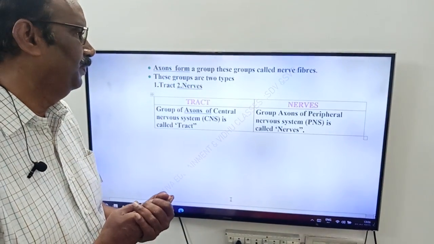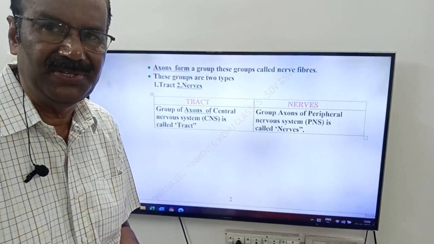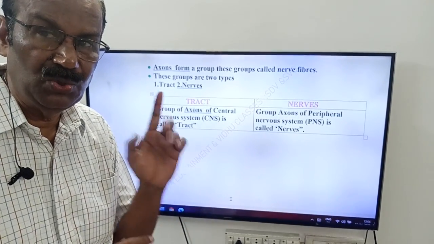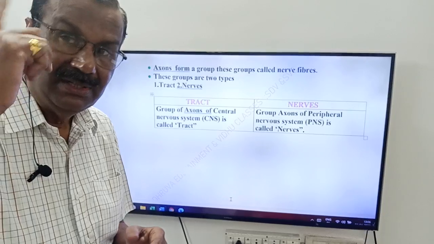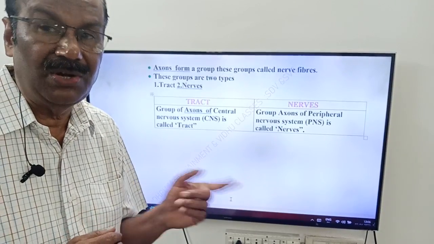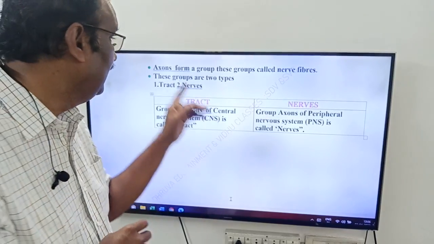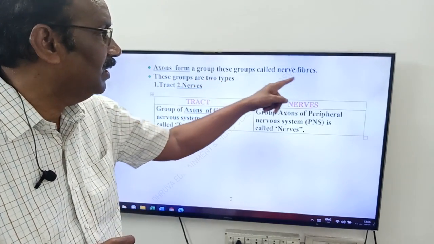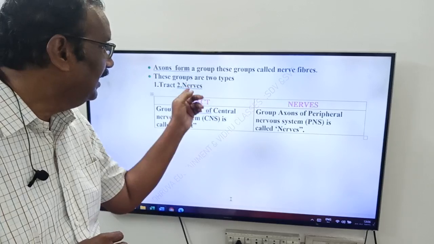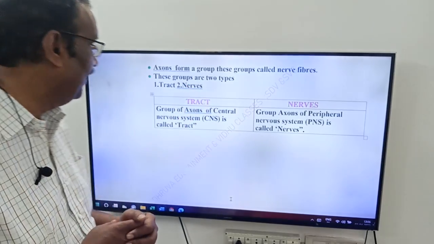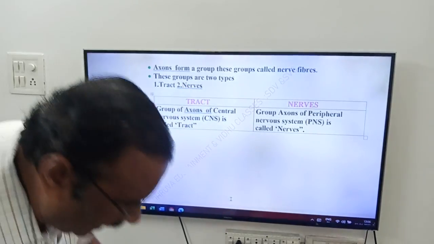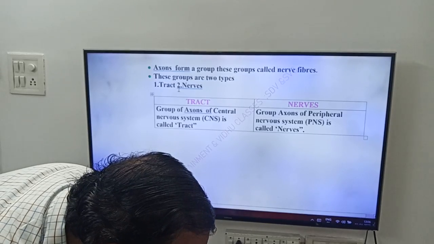Now see, friends, axons form a group. These groups are called nerve fibers. Friends, we have one more 2 marks question. Nerve cell bodies form groups. Those groups are called nucleus or ganglia. Here the axons form groups. These groups are called nerve fibers. These groups are of 2 types. What are they, friends? Tracts and nerves.